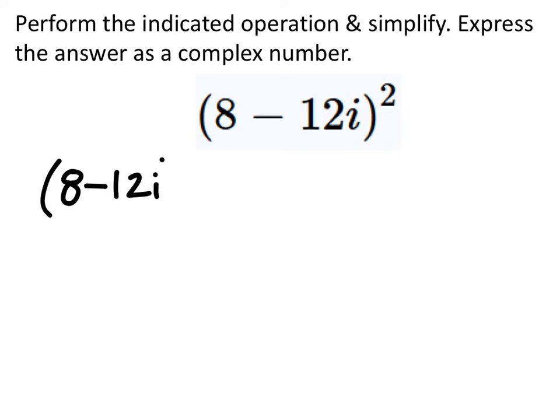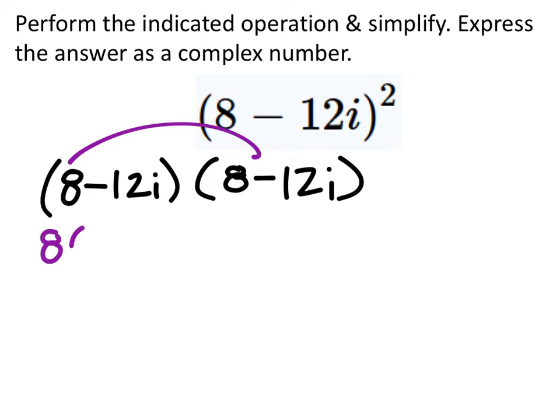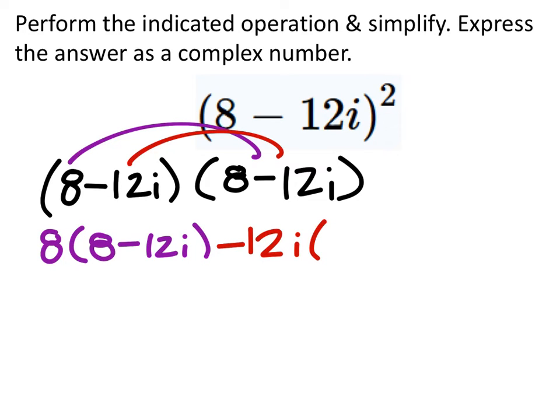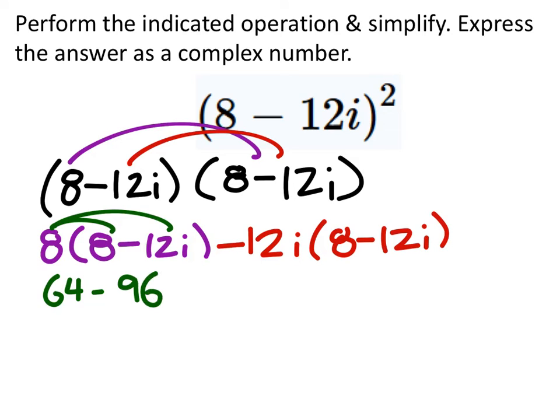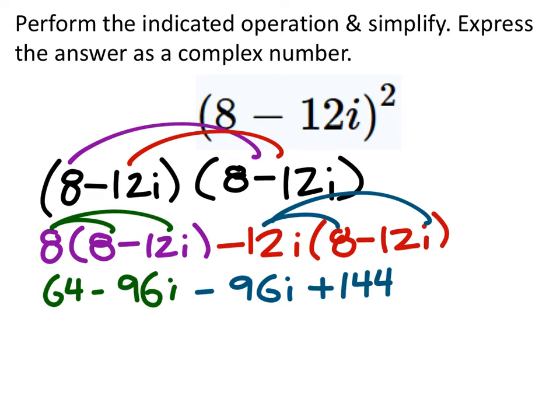8 minus 12i times 8 minus 12i. And we're going to distribute the 8 into the parentheses. So that's 8 times 8 minus 12i. And also the negative 12i, and we'll multiply it also by that set of parentheses, 8 minus 12i. And then we'll distribute the 8: 64 minus 96i. And then the negative 12i as well. So negative 96i. And that's a positive 144. But it's i times i, so it's i squared.